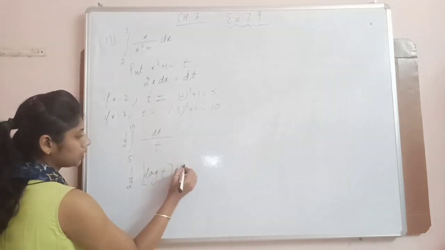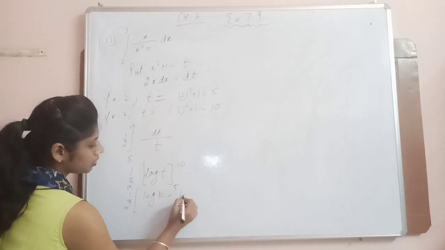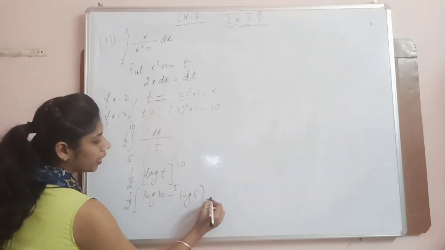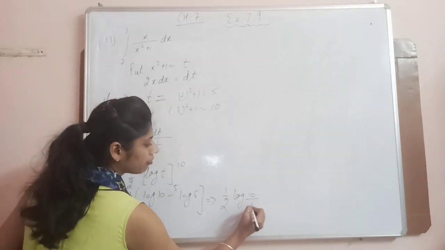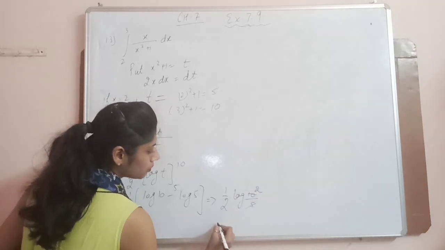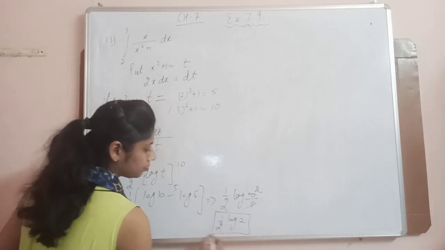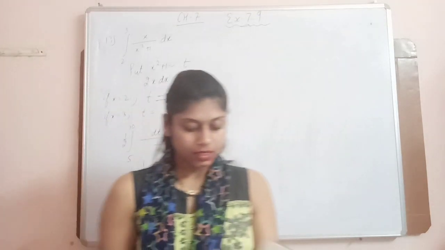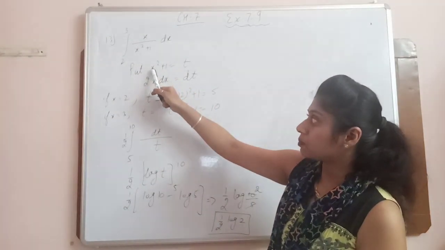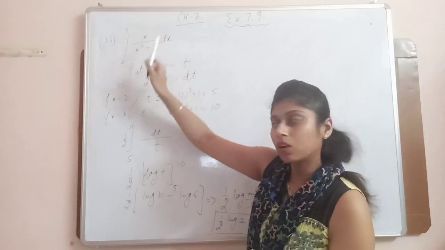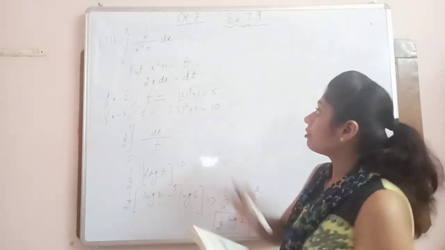Now put the limits. Log of 10 minus log of 5. Apply the log property. 1 by 2 as it is. Log of 10 by 5, it can be written as 2. So the answer is 1 by 2 log 2. Clear? So take care. If you do the substitution, then you have to change the limits according to your new variable. Next, question number 15.